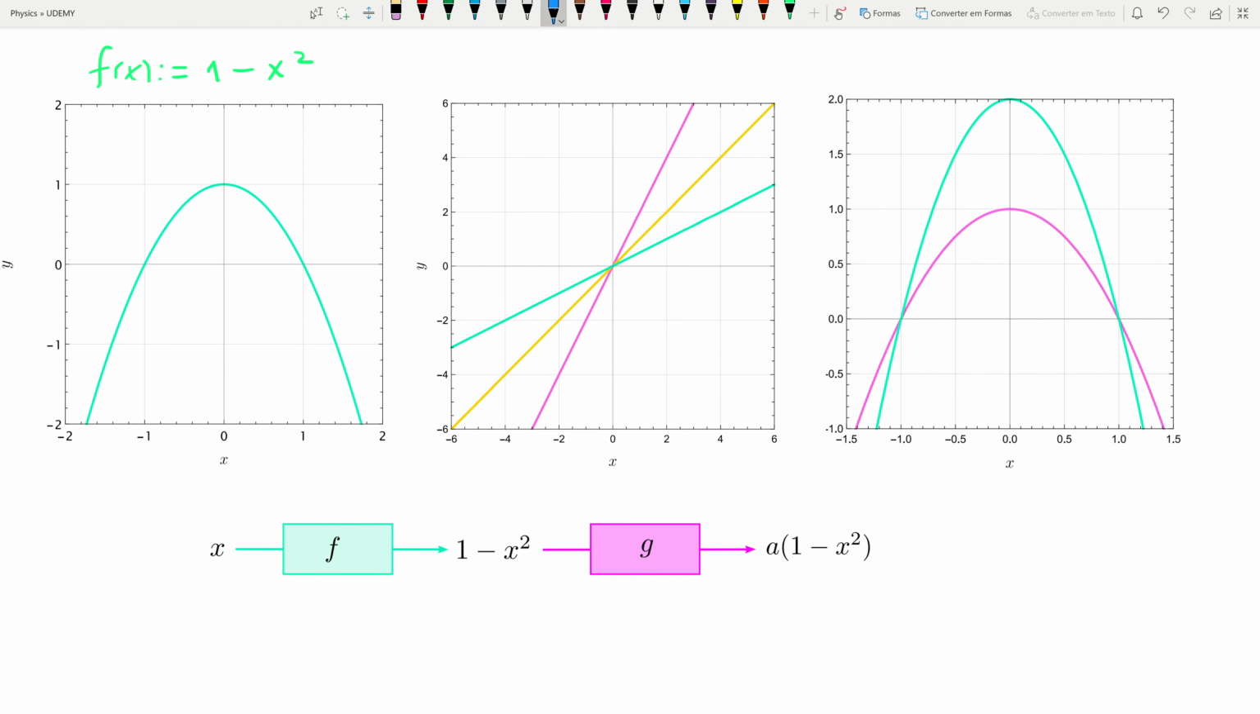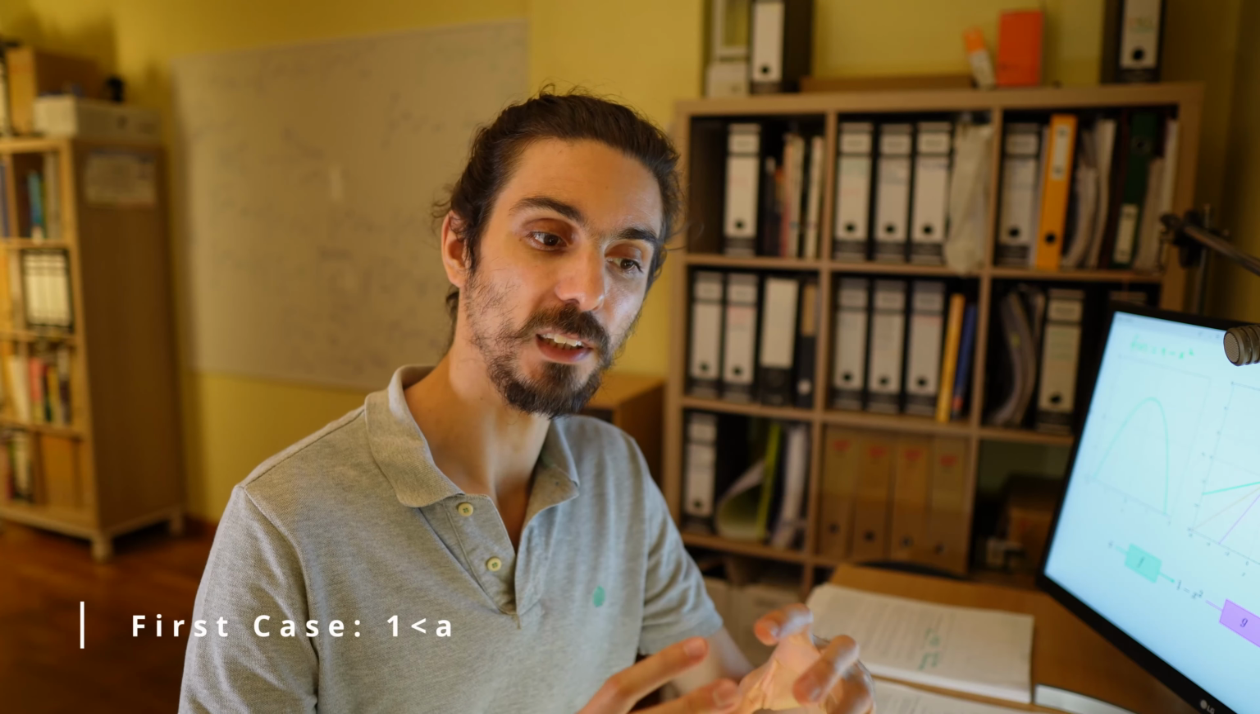Our second function involved here is the function g of x, which is by definition a times x, where a is a parameter of this function, but in what follows we are going to separate that real number in three cases. We are going to consider first numbers a that are larger than 1, and then numbers that are between 1 and 0, and finally let's consider negative ones.